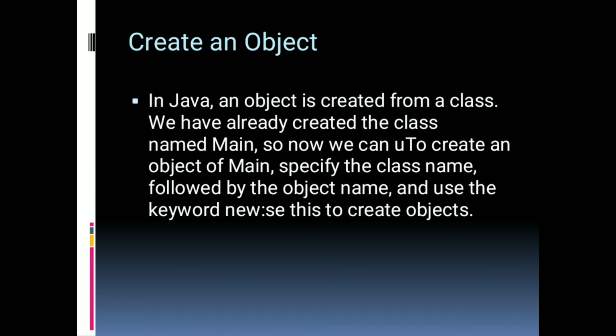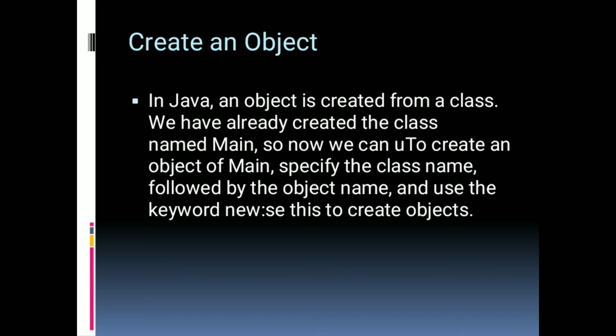Create an object. In Java, an object is created from a class. We have already created the class named Main. So now we can use it to create an object of Main. Specify the class name followed by the object name and use the keyword new to create objects.